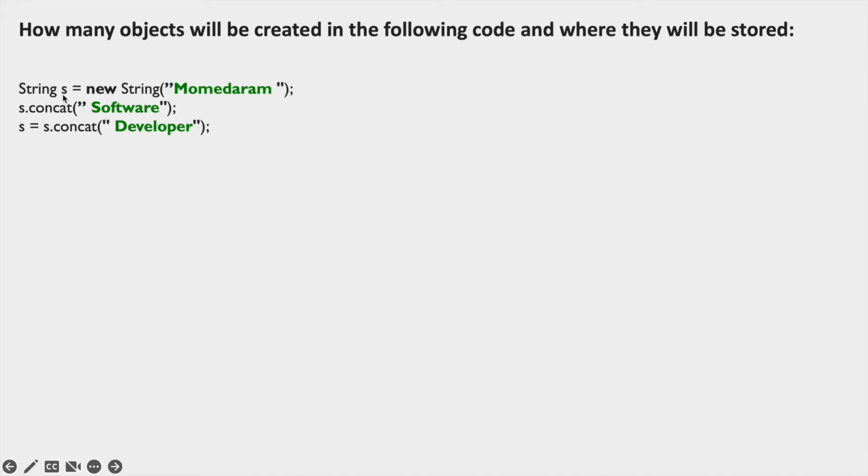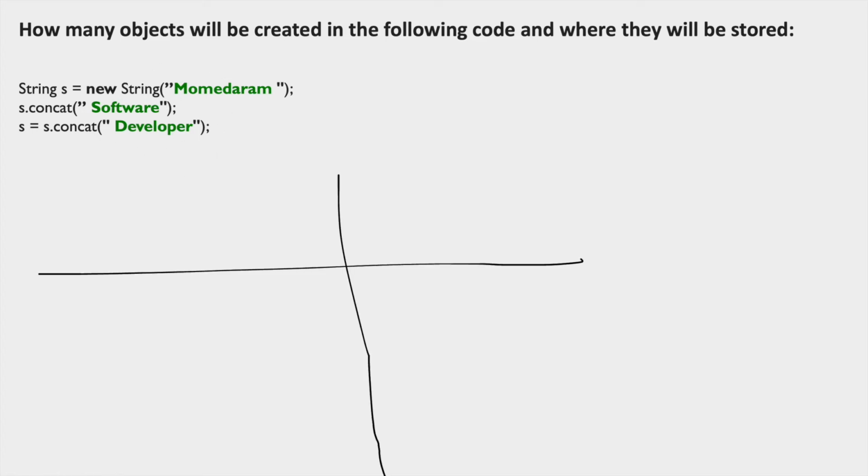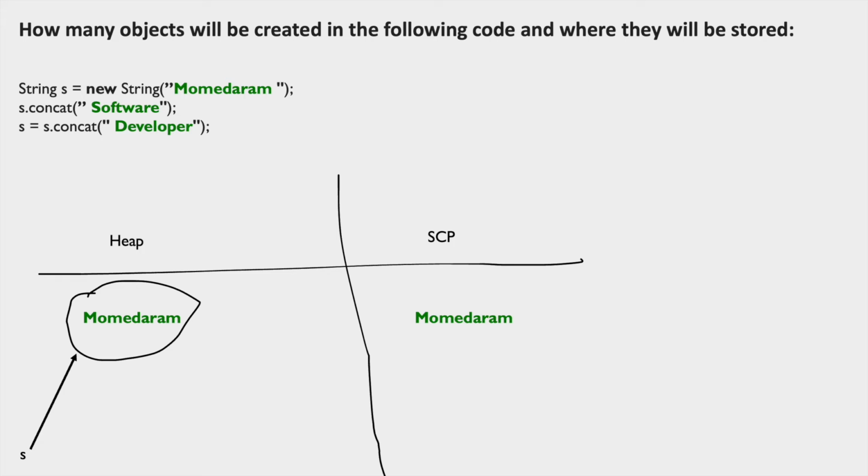In this case, String s = new String("Momedaram"). After that, s.concat("software"). After that, s = s.concat("developer"). Now let us see how many objects will be created and where they will be stored for this example. As we know, whenever we create a string object by using the new keyword, the object will be created in the heap memory. So the Momedaram object will be created and pointed to the reference s. And the same copy will be created in the string constant pool if it is not there.